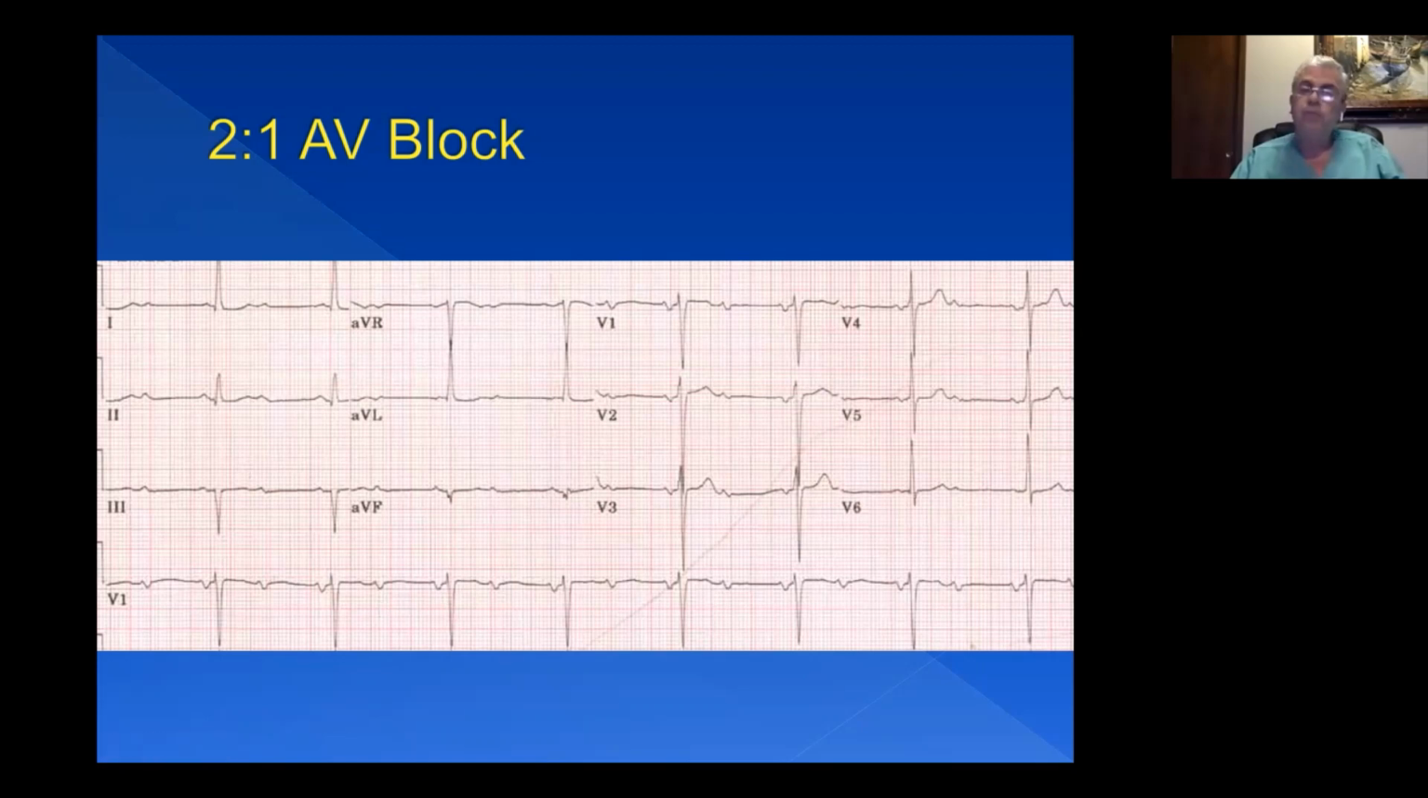Because to call it Mobitz type 1 or type 2, you need at least 2 consecutive P waves that conduct, to allow us to evaluate whether the PR is staying the same or prolonging before it blocks. Here, we only have 1 conducted, so you cannot tell. All you can say is that it's 2-to-1 heart block.